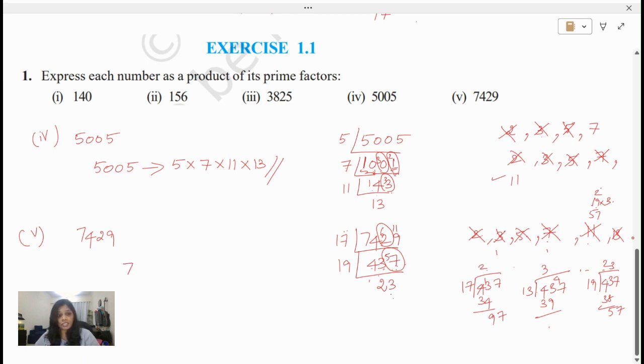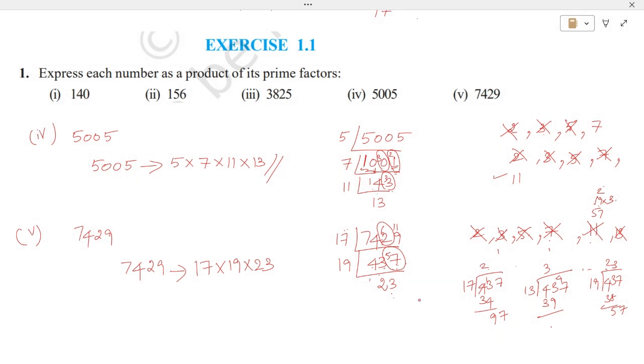So see how tricky it is. We are not using the smallest prime numbers now. The prime numbers which we selected are above 11, right? So it is 17 times 19 times 23. This way you can find which prime number you can select to divide the number completely. Got it? So with this we are completing question number 1 from exercise 1.1.